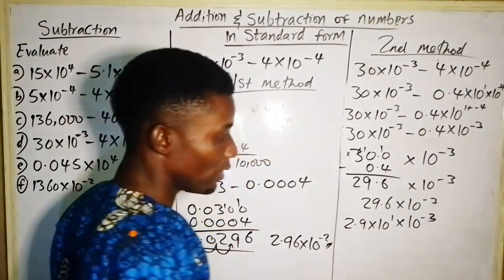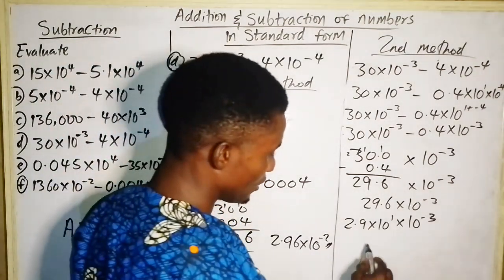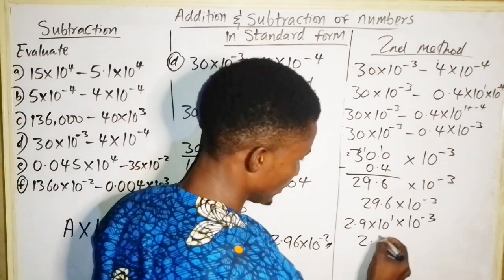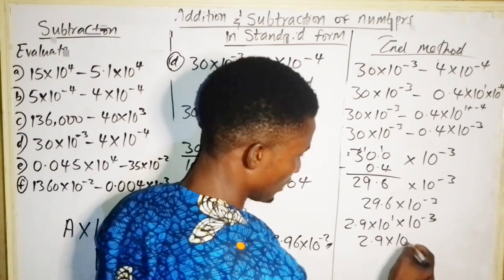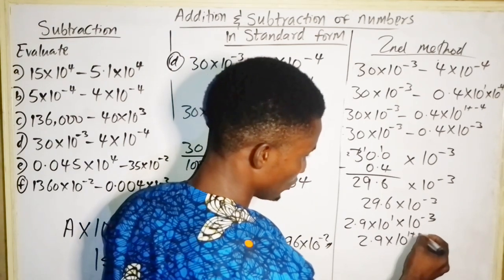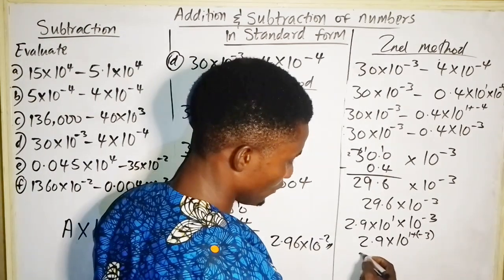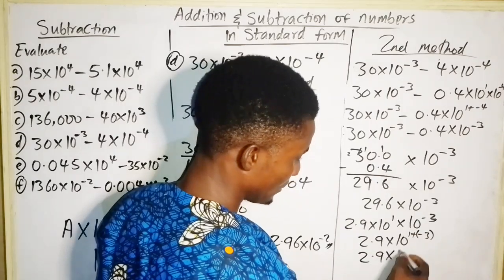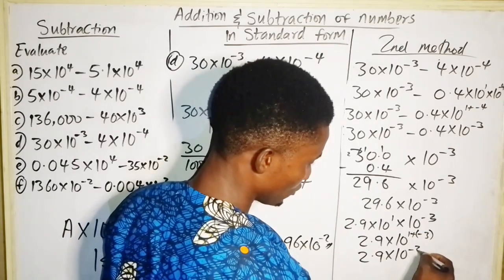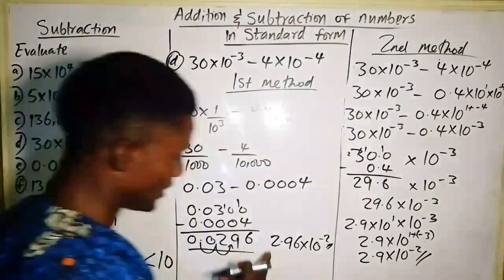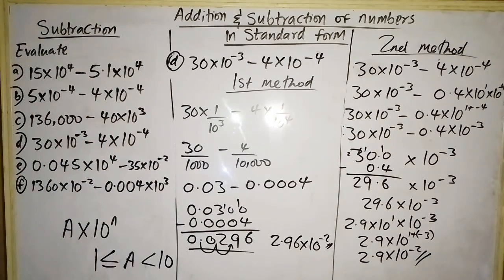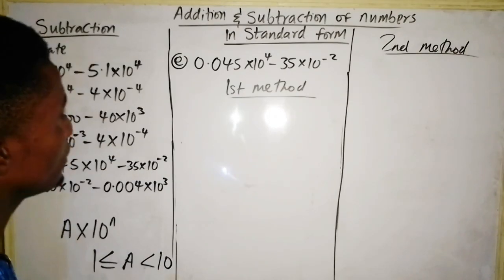So let's apply our multiplication rule in indices. We have 2.9 times 10 raised to the power 1 plus minus 3. This will give us 2.9 times 10 raised to the power minus 2, and that will be our final answer, which is still the same thing as the answer we have here. So now let's solve the next question.